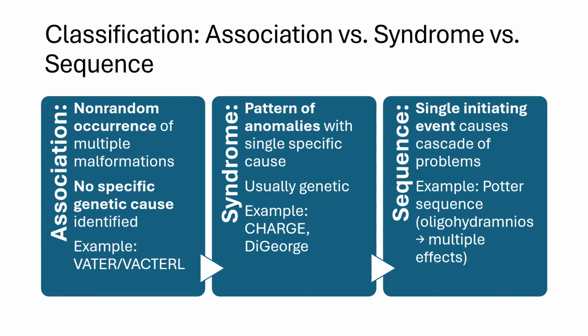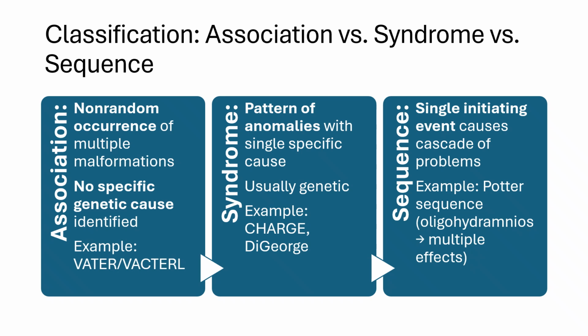Syndromes represent patterns from single, specific causes, typically genetic, but occasionally teratogenic. The unifying etiology creates predictable multi-organ involvement. CHARGE or DiGeorge syndromes identify specific genetic defects with characteristic features. This distinction matters for counseling. Syndromes follow inheritance patterns, enabling precise recurrence risk calculations and targeted family testing.